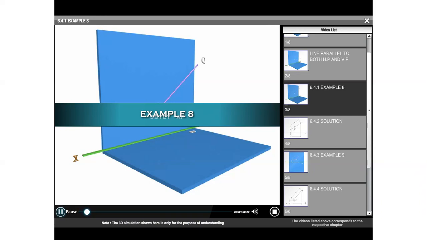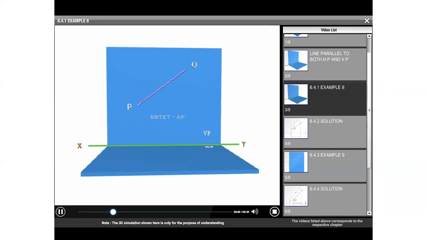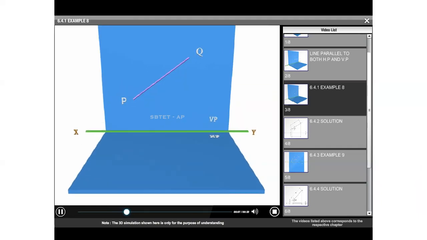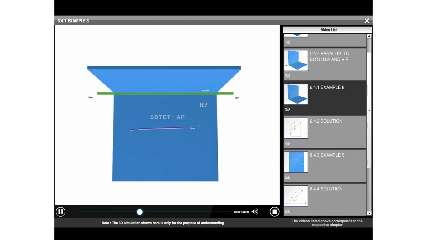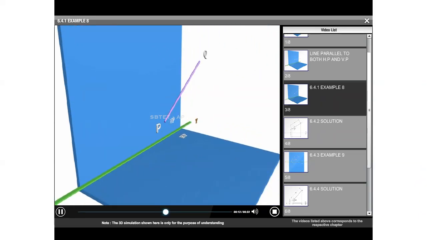Example problem 8. In this, the line PQ is of length 60 mm and is parallel to VP and inclined at an angle of 30 degrees to the HP. The lower end P is 20 mm above HP and 20 mm in front of VP.